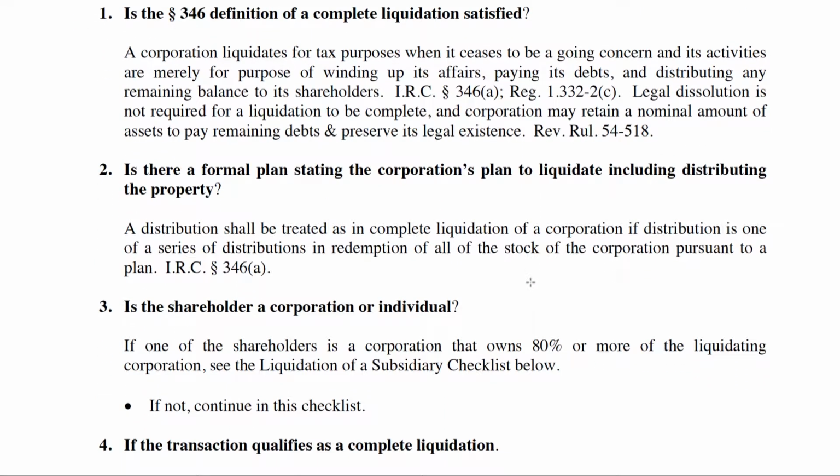So the second question is, once we have a complete liquidation, is there a formal plan stating the corporation's plan to liquidate, including distributing property? If so, that has to do with the complete liquidation plan and how the distributions as a result of liquidation play out, which is going to have an effect on the corporate and the shareholders in determining tax consequences.